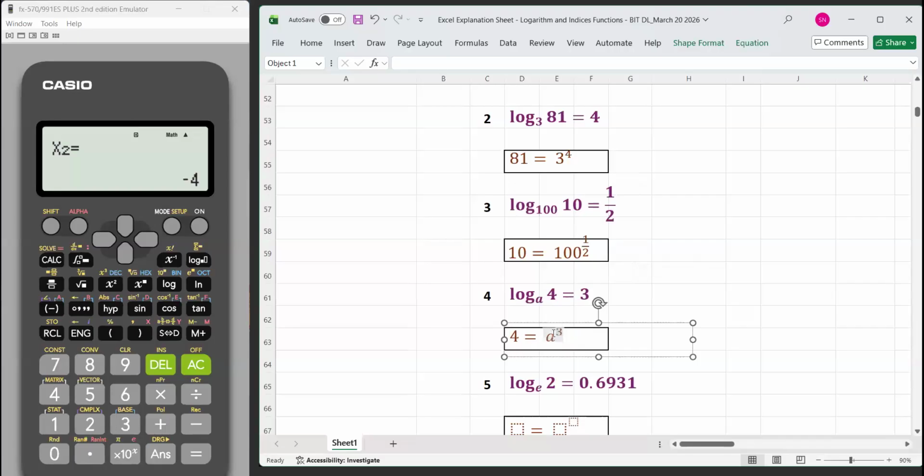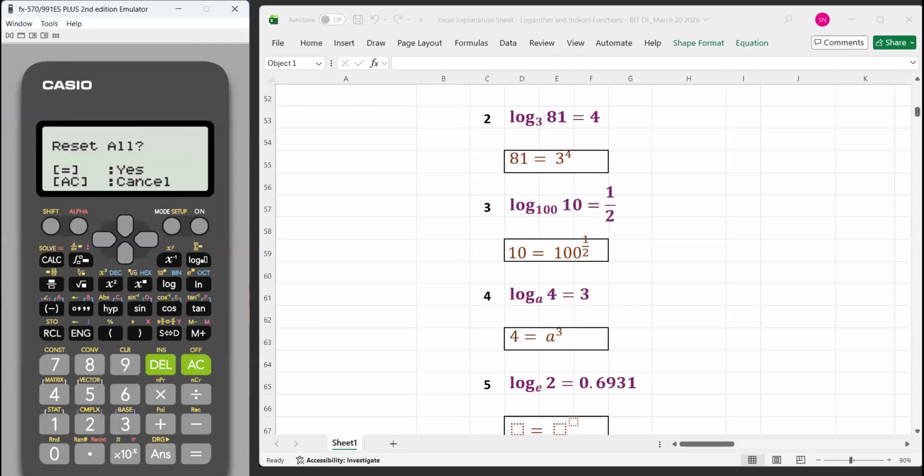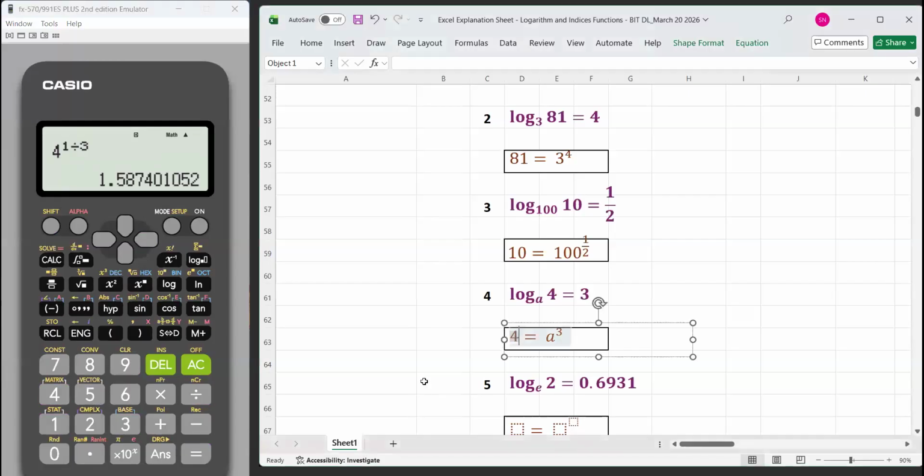Okay, it means that if you want to solve for a, you must find the cube root of 4. If they ask you to solve for a, then you come here. What is cube root? So cube root is 1 over 3. Shift 9, 3 is equal to AC. Okay, so the cube root of 4 is the number 4 raised to the power 1 over 3. So 1 divided by 3, and that will give you 1 point something, something, something.